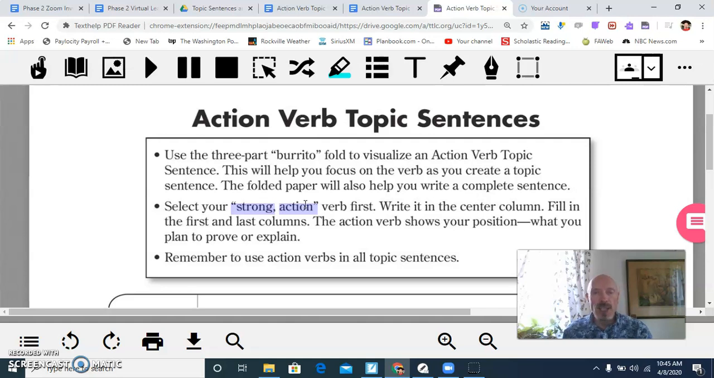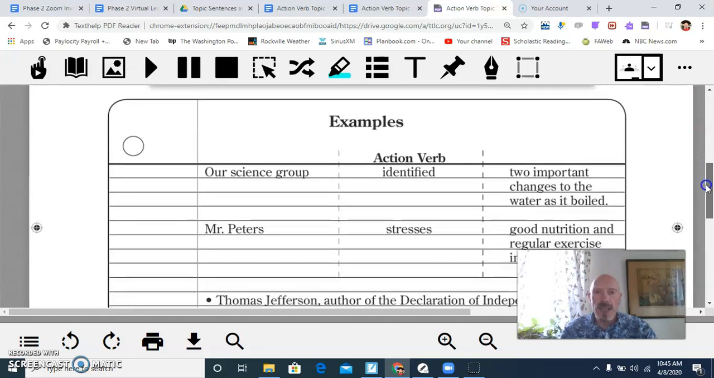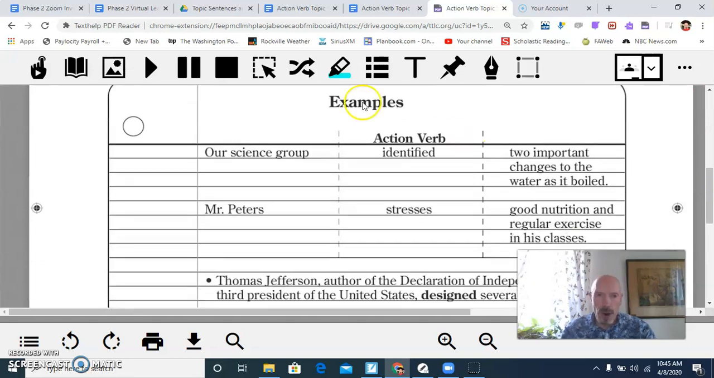If you pick that action about your topic, you put it in the center column if you were folding your paper. But I find that when a lot of kids do this activity, they don't actually go to that trouble. They just think about their topic, they come up with an action, and then they finish it. But you want to make sure that it's a strong action word. So here's some examples, and they have it set up in the 3-part.